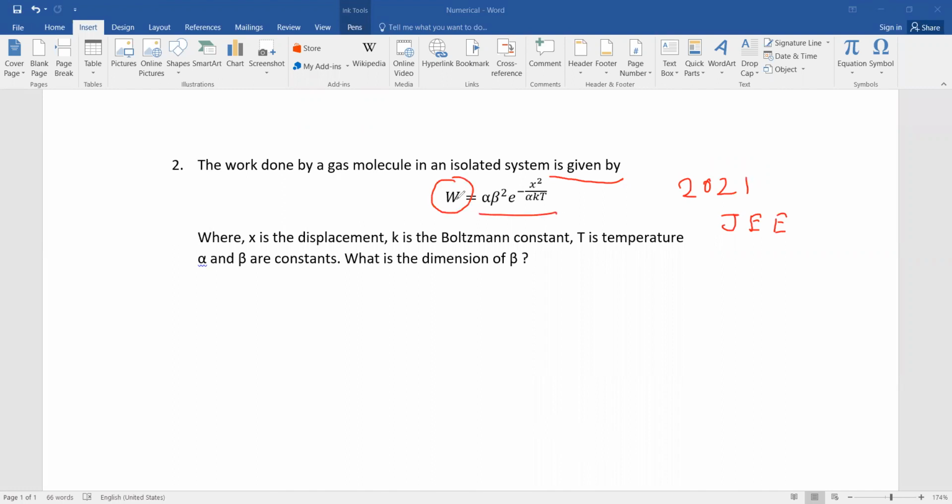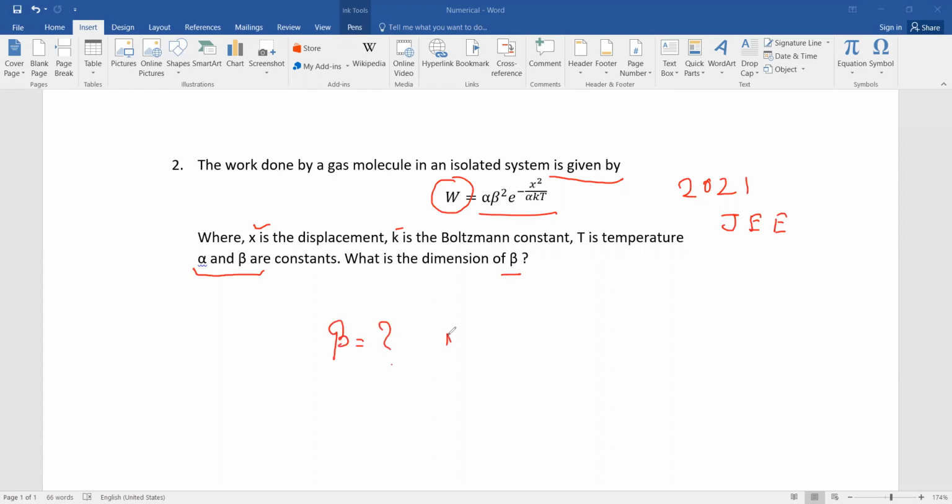So W, work done, is equal to alpha beta square e to the power minus x square divided by alpha kT. So what are these quantities given? X is the displacement, K is Boltzmann constant, T is the temperature, and alpha and beta are constants. So what is the dimension of beta? Beta's dimension we have to measure.